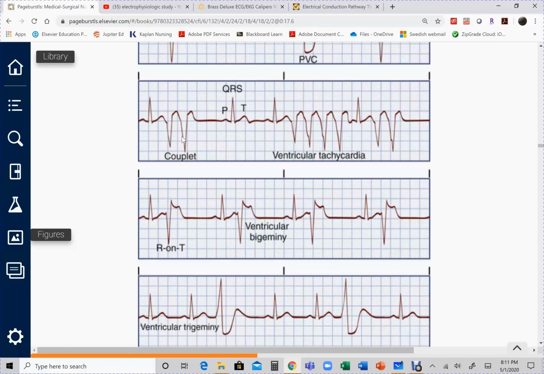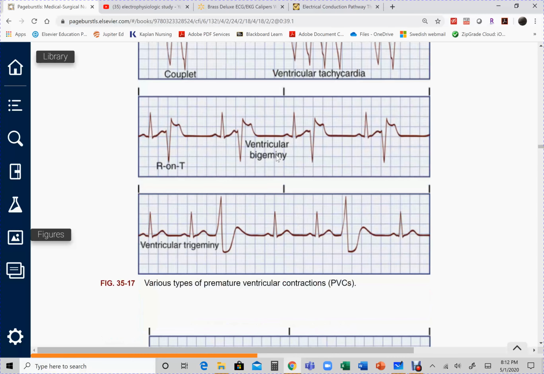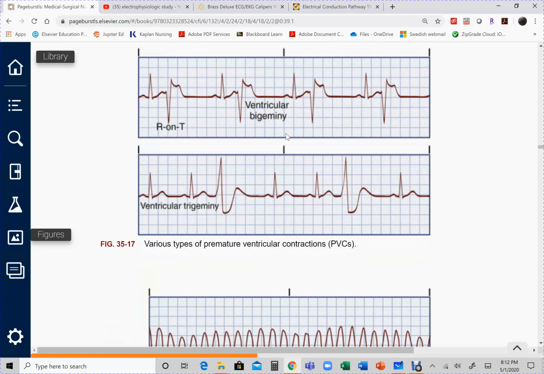This one is called a couplet because they all occur in succession. Two PVCs at a time, together. It's bigeminy if it's every other. So here, normal, PVC, pause, normal, PVC, pause, normal, PVC, pause. So it's every other. That's bigeminy.